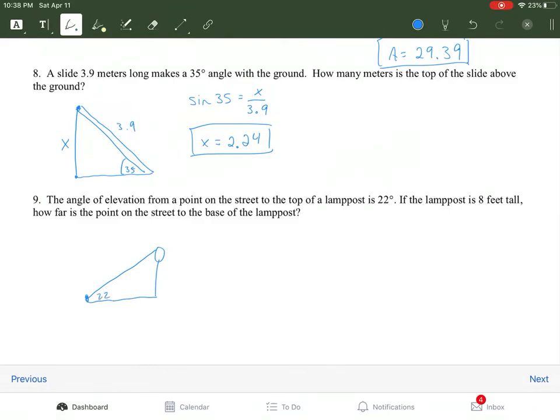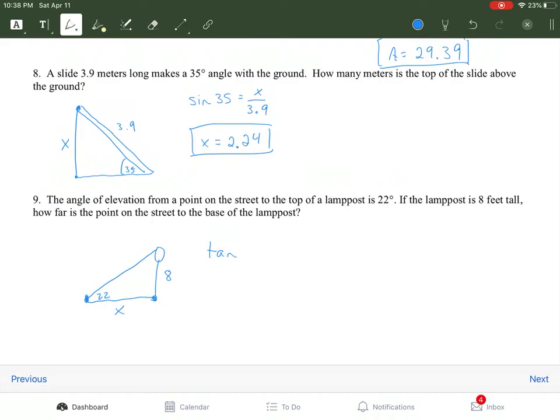It is 22 degrees. Okay, the lamppost is 8 feet tall. We want to know how far the point on the street is from the base of the lamppost. So the distance from the point on the street to the base of the lamppost is the x value.